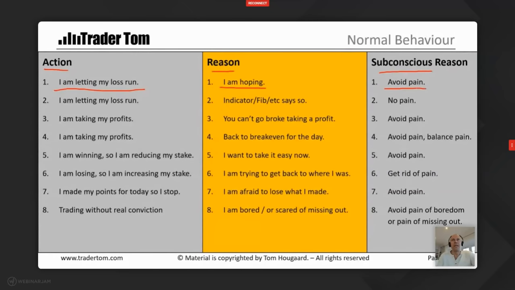Another thing is that I'm telling myself, well, this indicator, ratio, FIB, price action, etc., is telling me that the market is going to turn around soon. The real reason is I want to avoid pain. Or I'm taking my profits now. I'm telling myself you can't go broke taking a profit, but the real reason is I want to avoid the pain of seeing some of my profits disappearing.